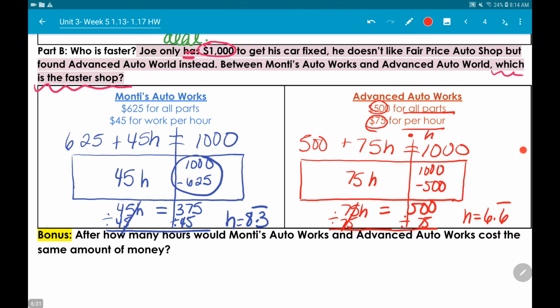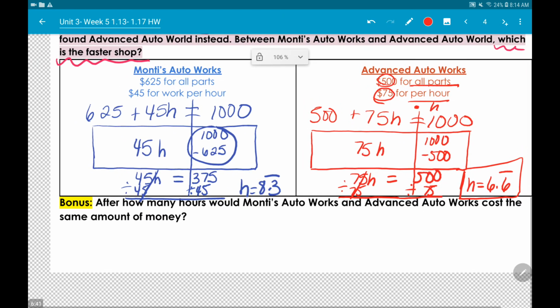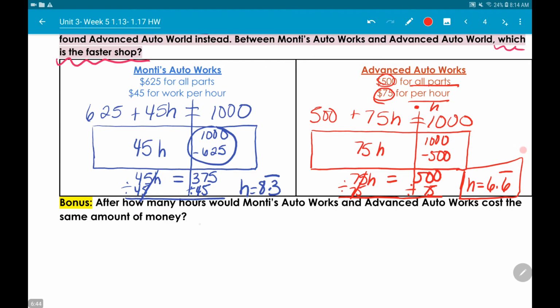And if we look at our time, we have Advanced Auto Works had a smaller hour when we solved. So because I ran out of space, I'm just going to write the answer down here. Advanced Auto Works has the faster repair time.